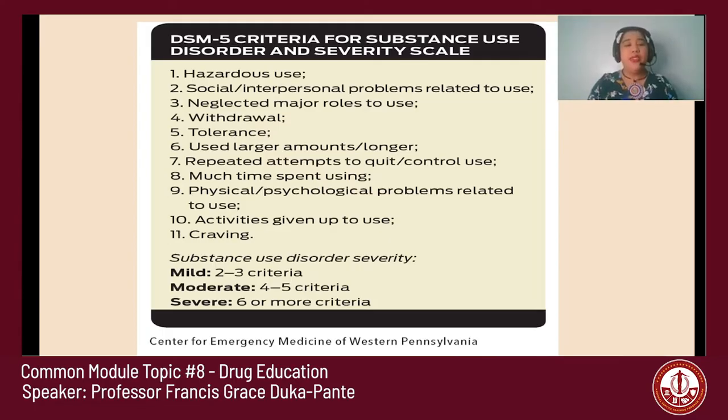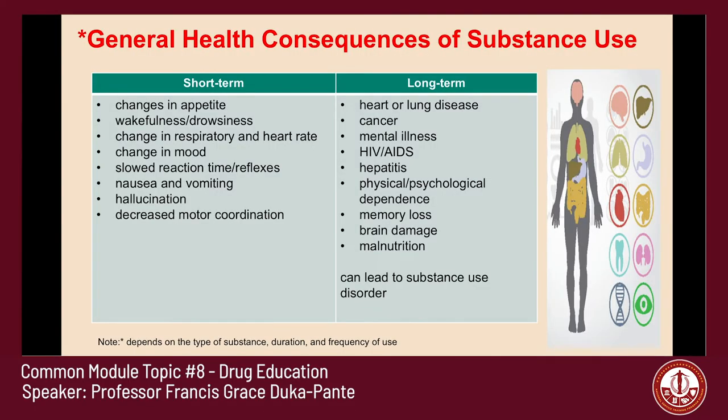Number six is using larger amounts for a longer duration. Seven, repeated attempts to quit or control use, and then there is much time spent using. The person experiences physical or psychological problems related to use, and there are activities being given up to use the substance. And lastly, there is craving. Based on these 11 criteria, if the person exhibits 2 to 3, then the person is considered a person with mild substance use disorder. If you have 4 to 5 criteria, then you are a moderate case. Six or more, then you are a severe case that necessitates treatment and rehabilitation.